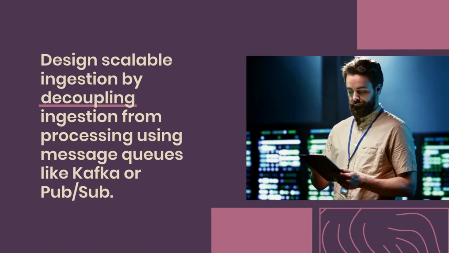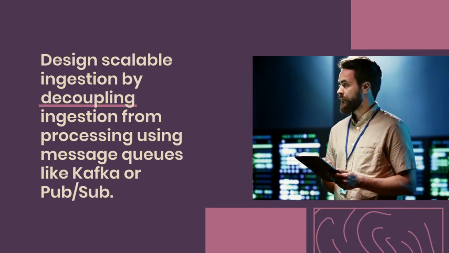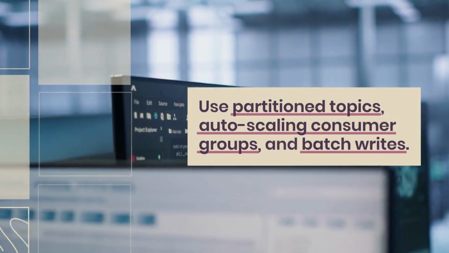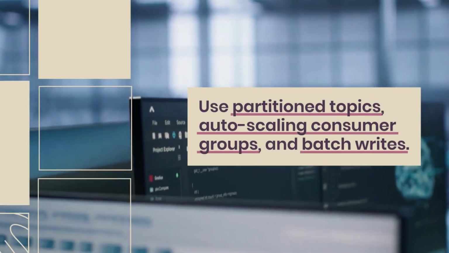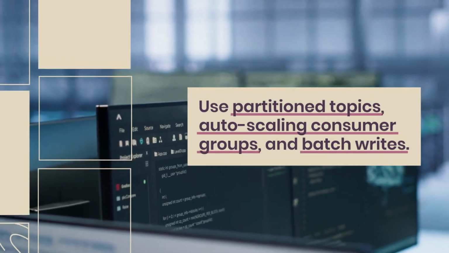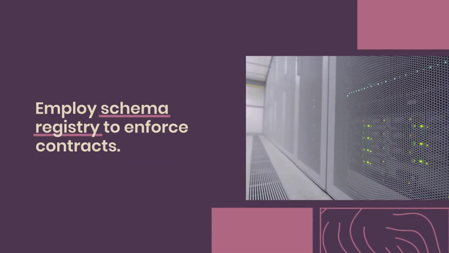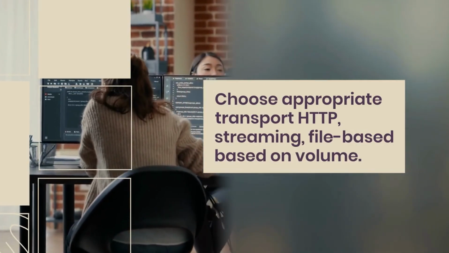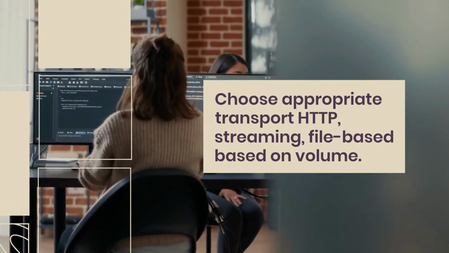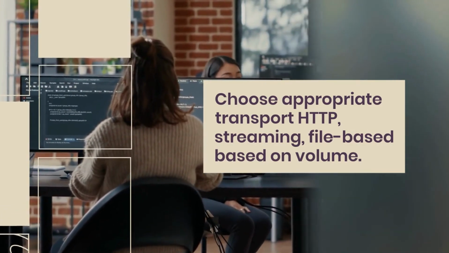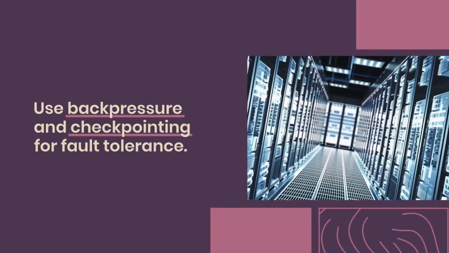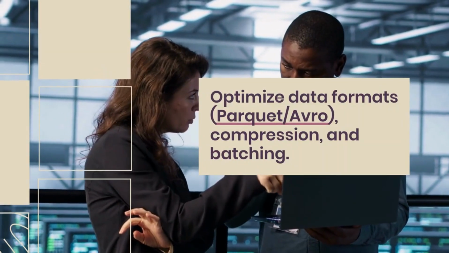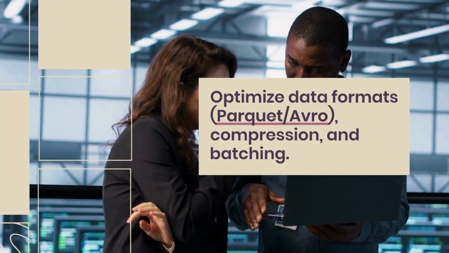Design scalable ingestion by decoupling ingestion from processing using message queues like Kafka or Pub/Sub. Use partitioned topics, auto-scaling consumer groups, and batch writes. Employ schema registry to enforce contracts. Choose appropriate transport, HTTP, streaming, file-based, based on volume. Use backpressure and checkpointing for fault tolerance. Optimize data formats, Parquet or Avro, compression, and batching.